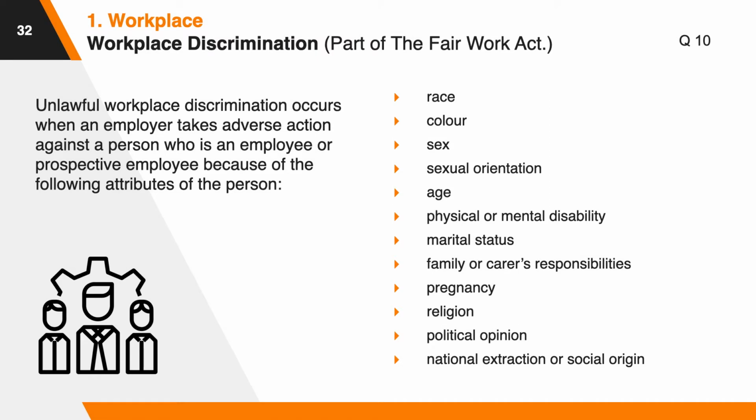Also, part of the Fair Work Act is workplace discrimination. Unlawful workplace discrimination occurs when an employer takes adverse action against a person who is an employee or a prospective employee because of race, colour, sex, sexual orientation, age, physical or mental ability or disability, marital status, family or carer responsibilities, pregnancy, religion, political opinion, national extraction or social origin.